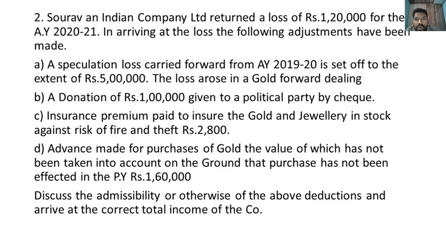Second problem: Saurav, an Indian company limited, returned a loss of rupees 1,20,000 for the assessment year 2021. In arriving at the loss, the following adjustments have been made. A speculation loss carried forward from assessment year 2019-20 is set off to the extent of 5 lakh. The loss arose in gold forward dealing. A donation of rupees 1 lakh given to a political party by cheque. Insurance premium paid to insure the gold and jewelry in stock against risk of fire and theft, 2,800. Advance made for purchase of gold, the value of which has not been taken into account on the ground that purchase has not been effected in the previous year, 60,000. Discuss the admissibility or otherwise of the above deductions and arrive at the correct total income of the company.